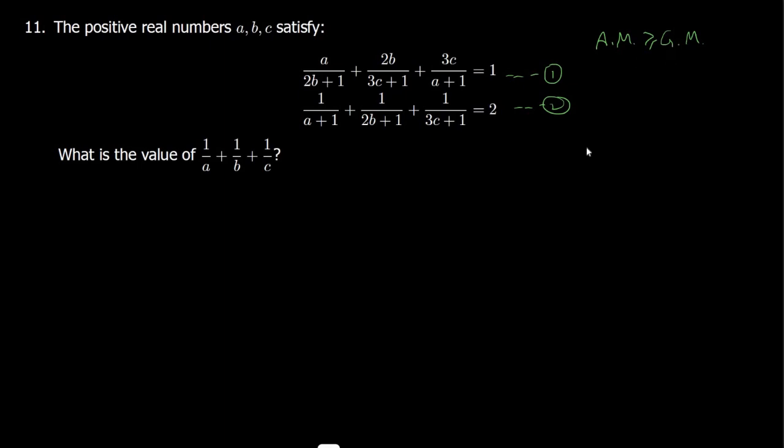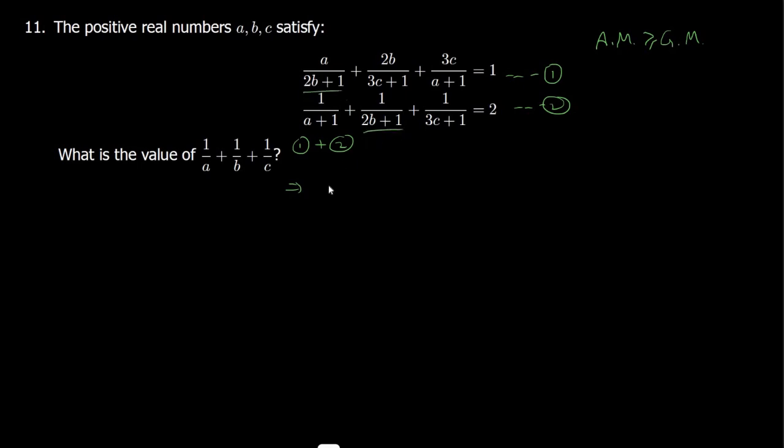Now this is used under two circumstances, when either sum is constant and product is to be maximized, or when product is constant and sum is to be minimized. As of now, for these quantities, neither the sum nor the product is constant. So let's try to modify these equations a little bit. And for that, let us add these two equations and let's look at the common denominators.